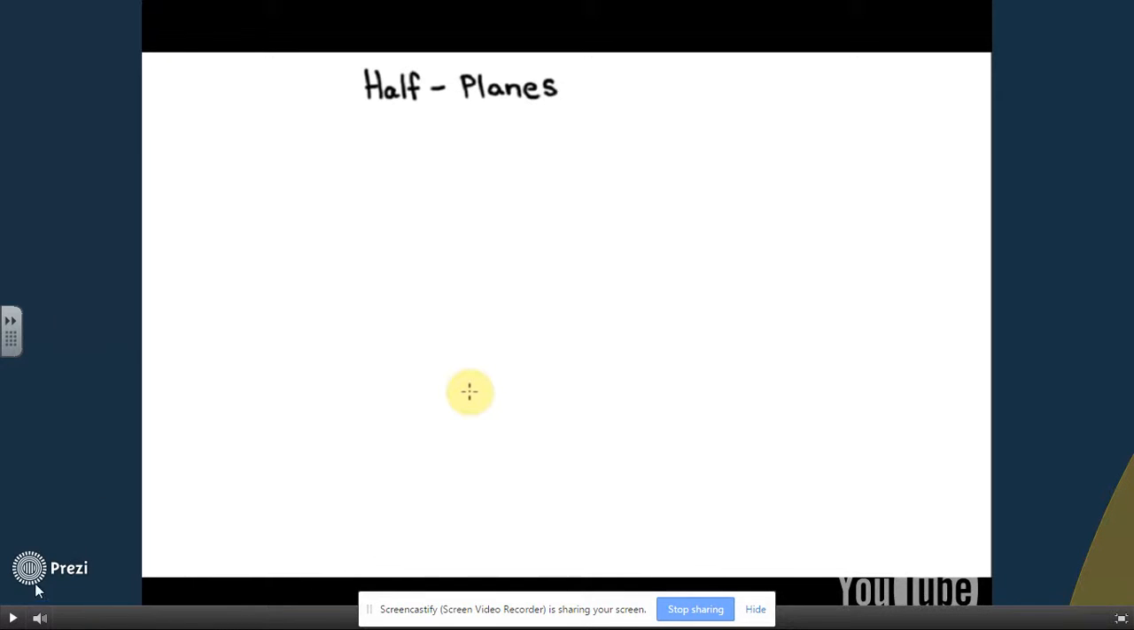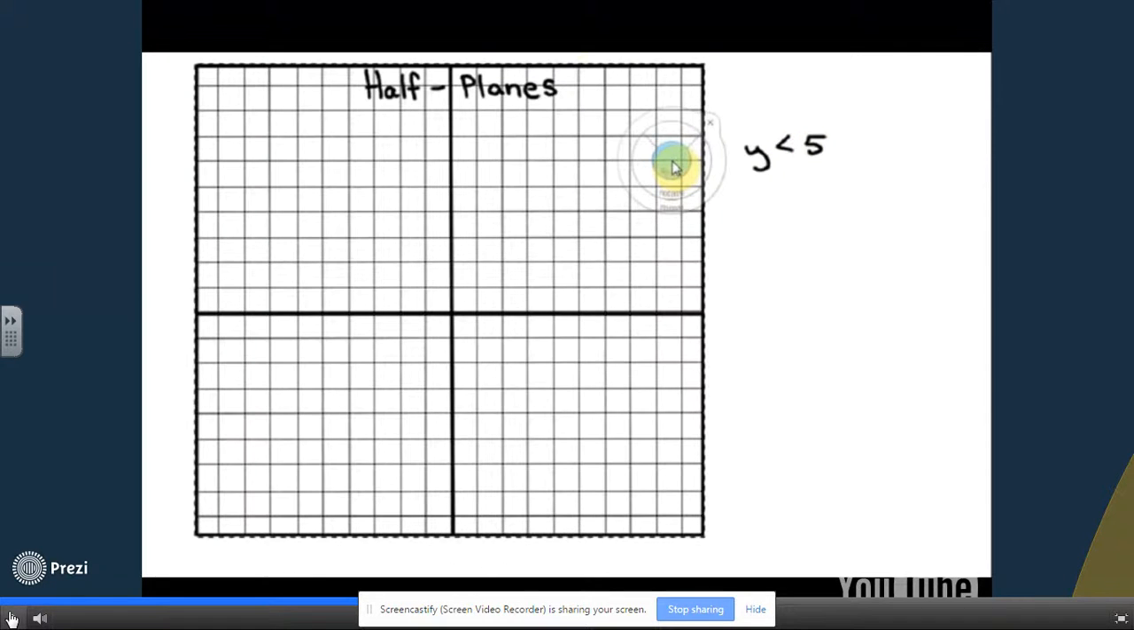Alright, I'm just going to take a little look at what half-planes are today. And to do that, I'm going to show you, if we were graphing something like y is less than 5. Okay, so I'm just going to pull up the grid here. And there it is. And what do we mean when we say half-planes?